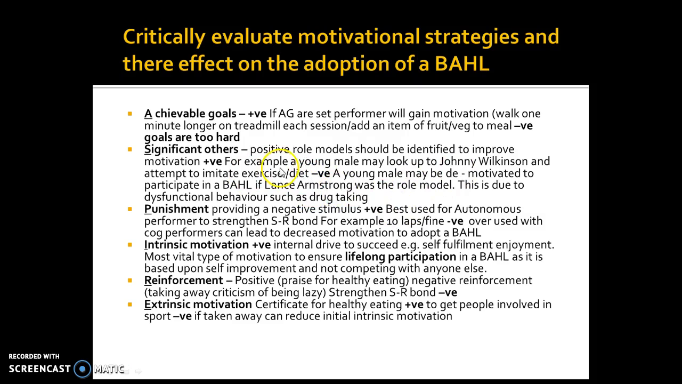However, a young male may be demotivated if they follow a negative role model. For example, they followed cycling all their life, they worship Lance Armstrong, they find out he's taken drugs, that might lead to them not wanting to take part in sport anymore, or even worse, it might make them want to imitate the drug taking he's done to be successful.